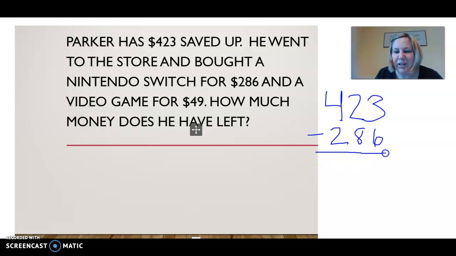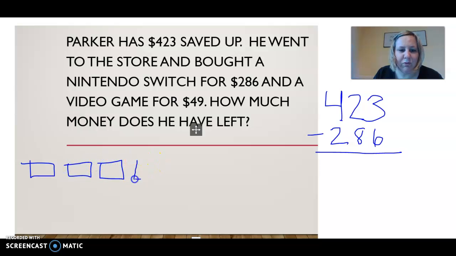Now you can use any subtraction strategy you want to solve this part. So I am going to go ahead and build my numbers. 100, 200, 300, 400, then 10, 20, 1, 2, 3. And I'm taking away 286. Well, you know what, boys and girls? I can't take 6 away from 3, so I'm going to have to exchange that 10 and do 10 ones.